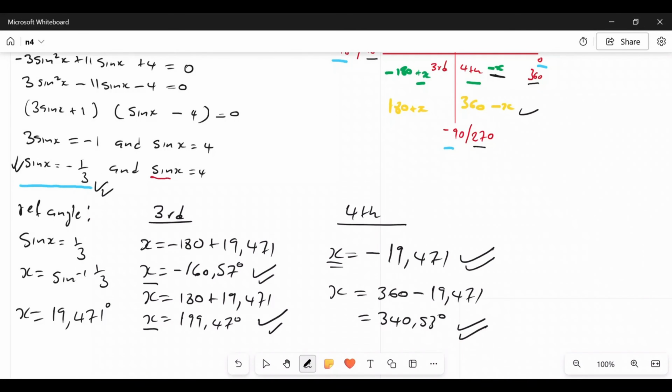Now that we're done with that one, let's focus on this one here, which is sine is equaling to 4. Now, if you say x is equaling to arc sine 4, this here is going to give us an error. So there was no need for you to continue on this one. So these four answers, those are our answers for this question here. So I hope you guys managed to understand this.